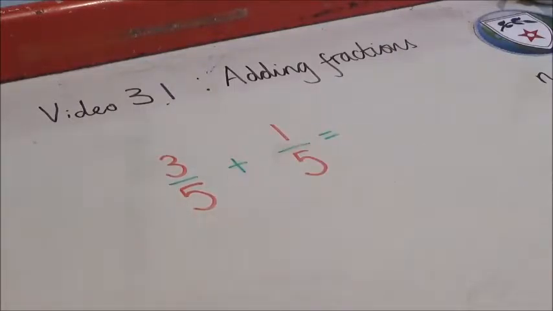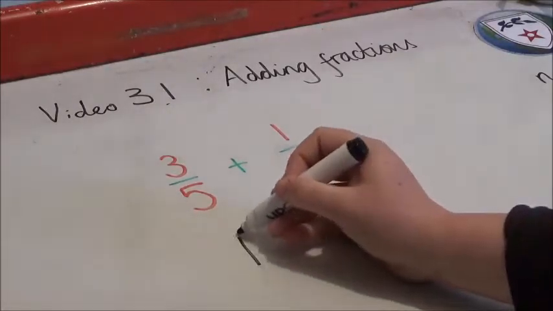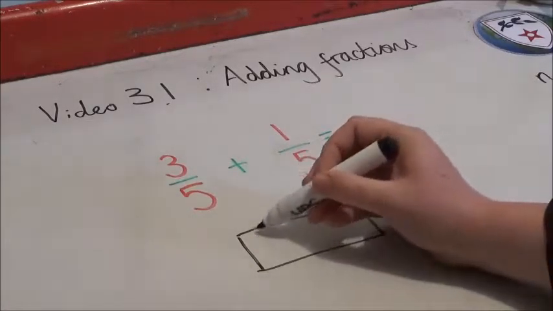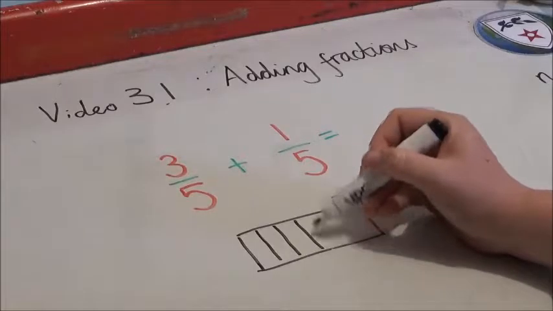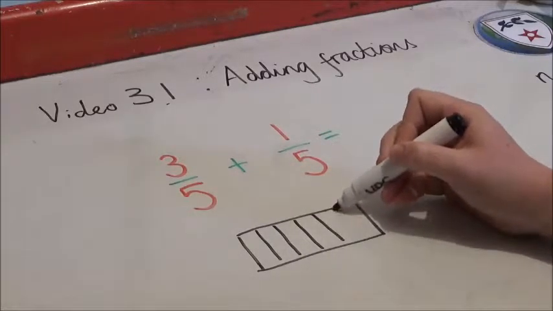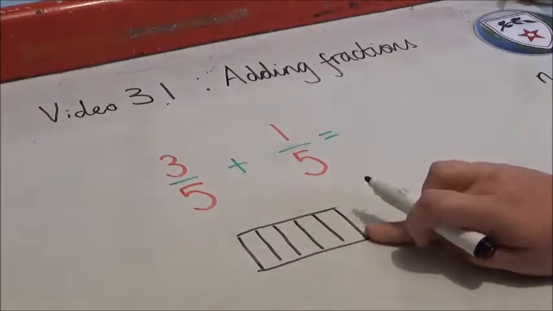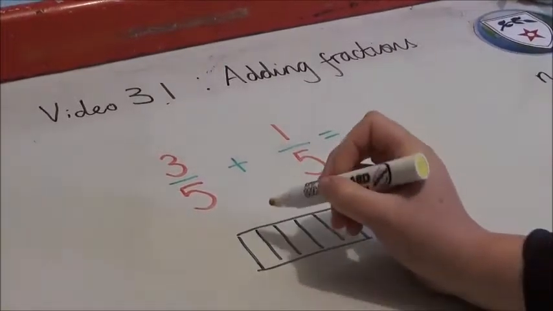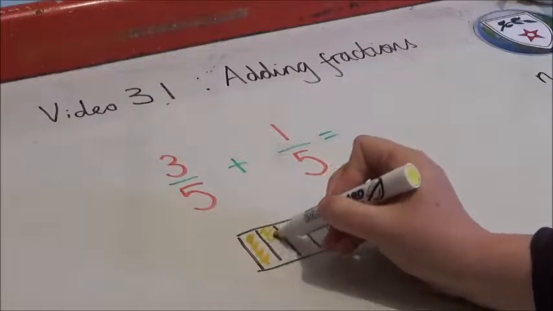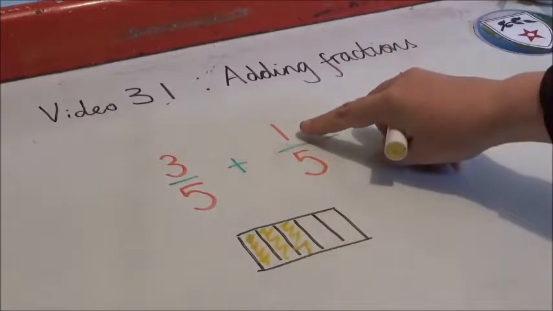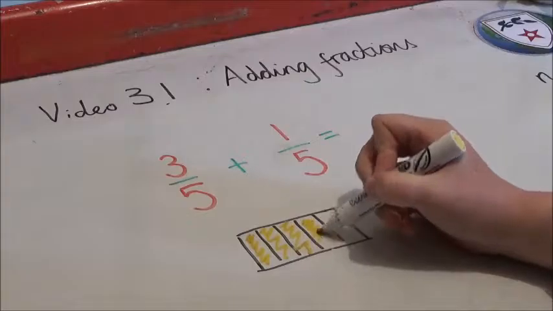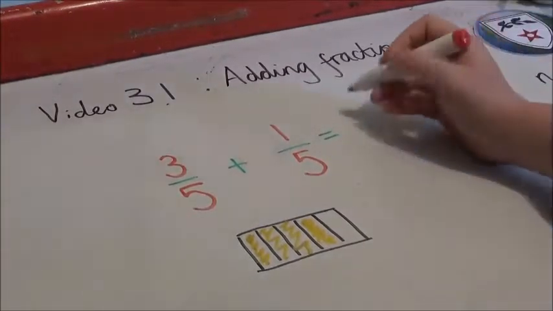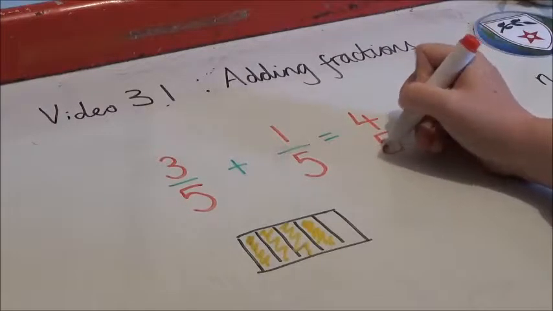So here what we're saying is, let me draw it out, we've got 1 whole, we've cut it into fifths, or equal fifths, sort of. We've already got 3/5, 1, 2, 3. We're going to add 1/5. So together we've got 4/5.